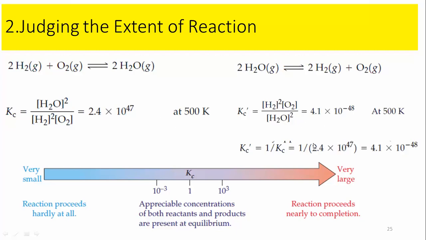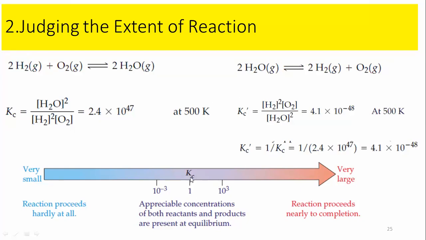You just take the reverse of the Kc value which is given over here. So in this chart, as I have explained, this is the exponent 47, this is the exponent minus 48. Now the question is, what would be the value of the chemical equilibrium constant which gives you the indication about the extent of the reaction.